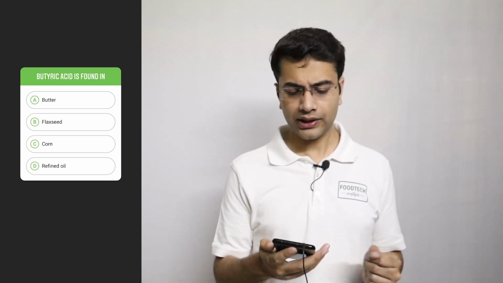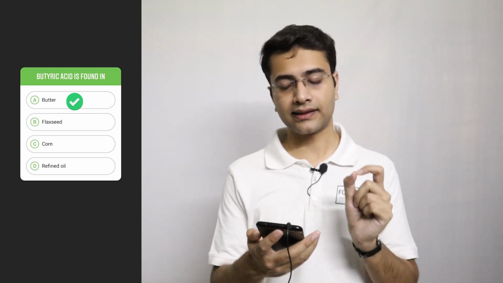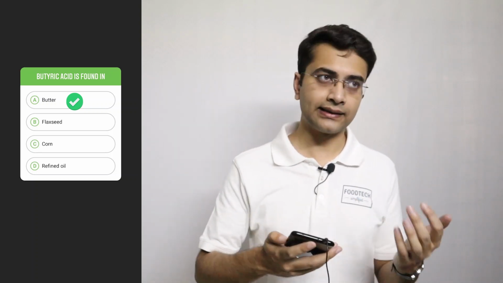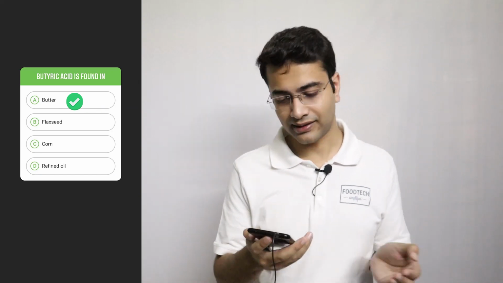So the correct option, what do you think the correct option should be? The correct answer is butter. You can memorize this by keeping in mind that butyric, the starting three letters are BUT, and the starting three letters of butter are also BUT. So you can memorize it in that way. Butter has BUT and butyric acid also has BUT. So that is why butyric acid is present in butter.